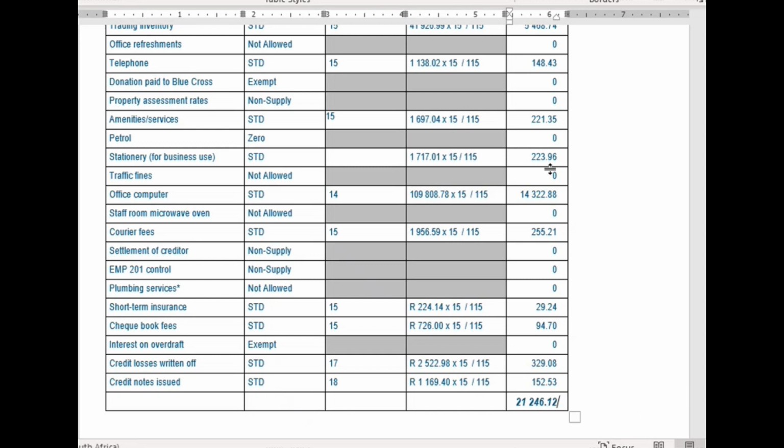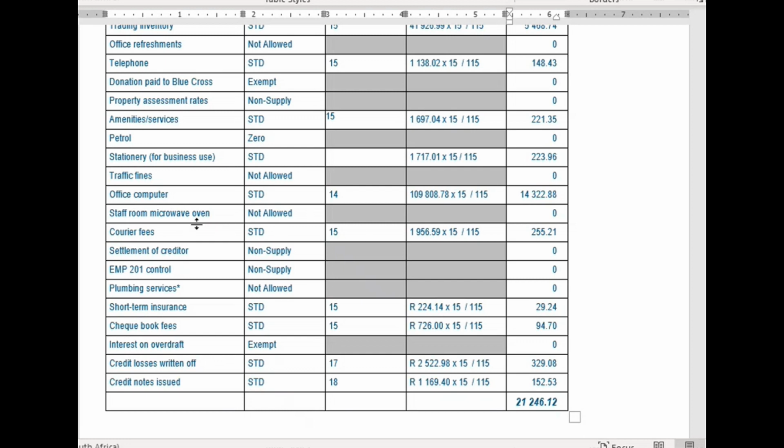Okay, let's go on. So that was stationery for business use. Traffic fines is not allowed, so we're going to put a 0. Office computer, we are selling the office computer, but that office computer is regarded as a capital item that we are selling. So we're not just putting it under section 14 on the VAT control form. We are not putting it under 15, rather, we are putting it under 14. Just because the form makes provision for normal sales and services and then capital items.